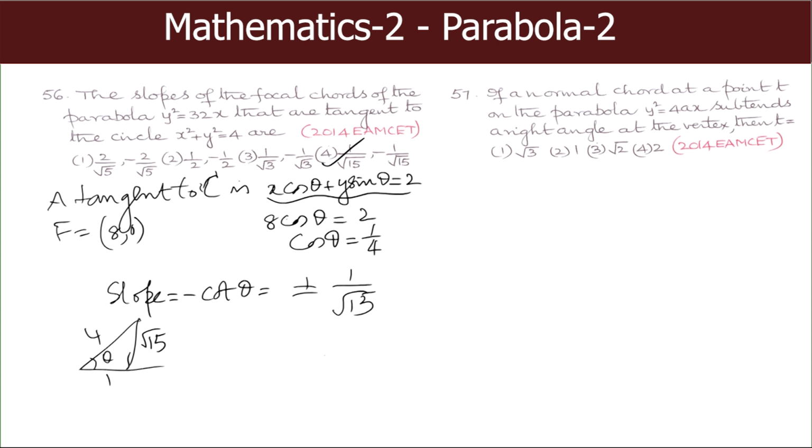If a normal chord at a point T in the parabola y square equal to 4x subtends right angle at the vertex, then what is T? Normal chord at a point in the parabola.